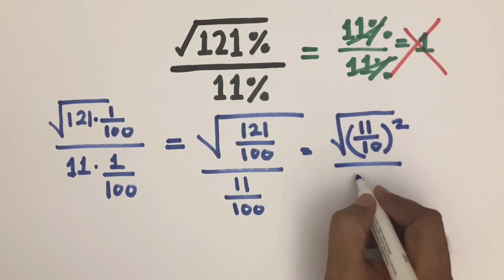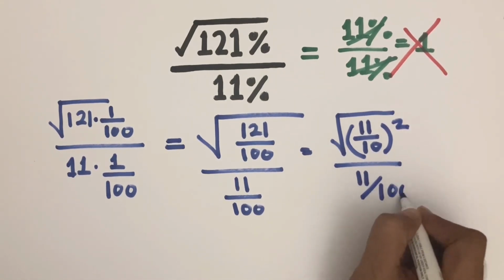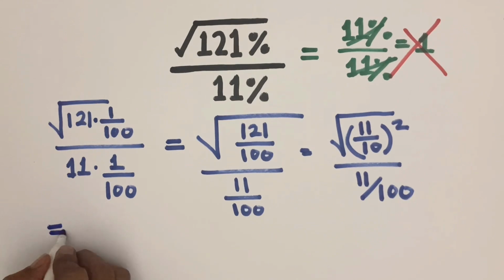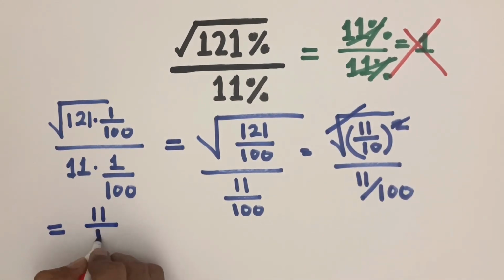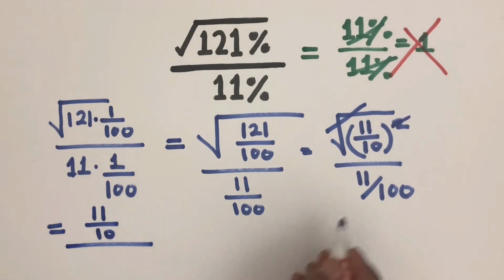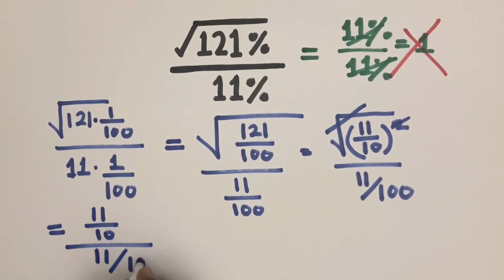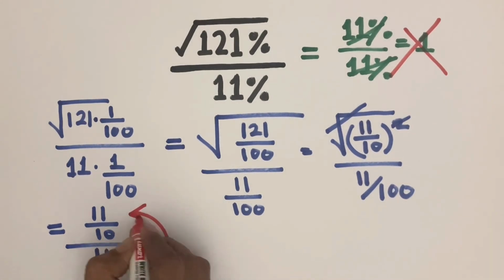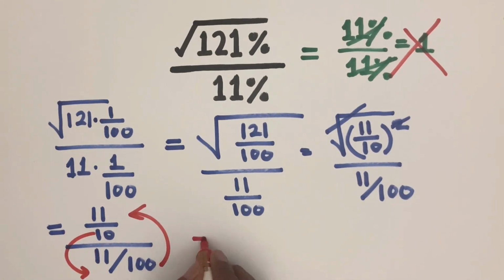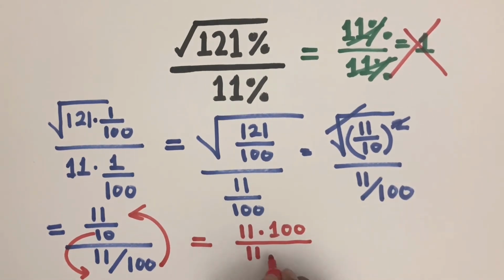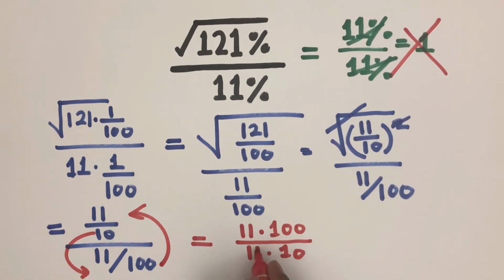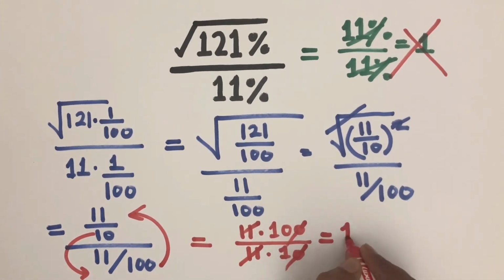The square cancels with the root. 11 divided by 10 is further divided by 11 divided by 100. So this 100 goes here, this 10 comes here. So this is equal to 11 multiplied by 100 divided by 11 multiplied by 10. This 11 cancels this 11, and it's equal to 10.